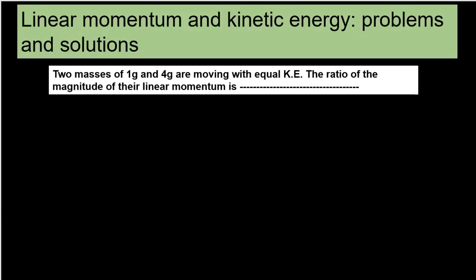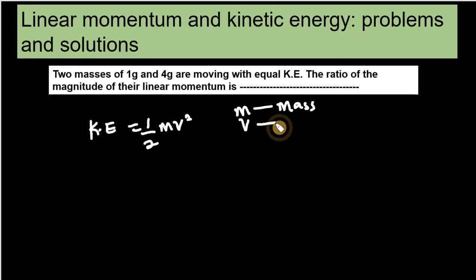Kinetic energy is given as half mv squared, where m is the mass of a body or an object, and v is the body's velocity, its speed. So this is the relationship between kinetic energy, mass, and velocity. Now let us look at the relationship between linear momentum and kinetic energy.